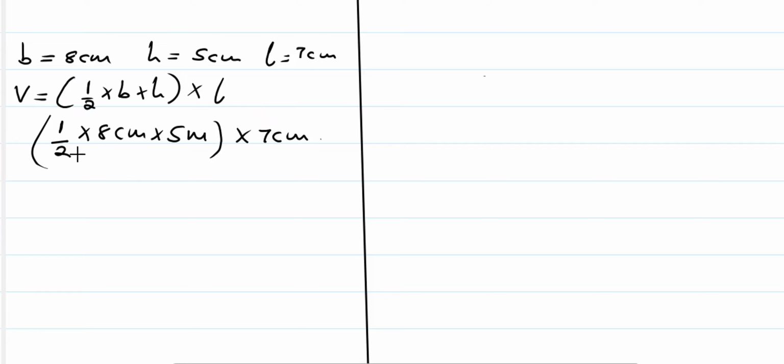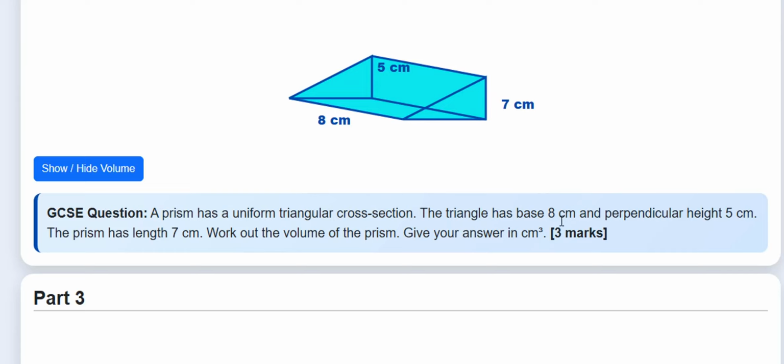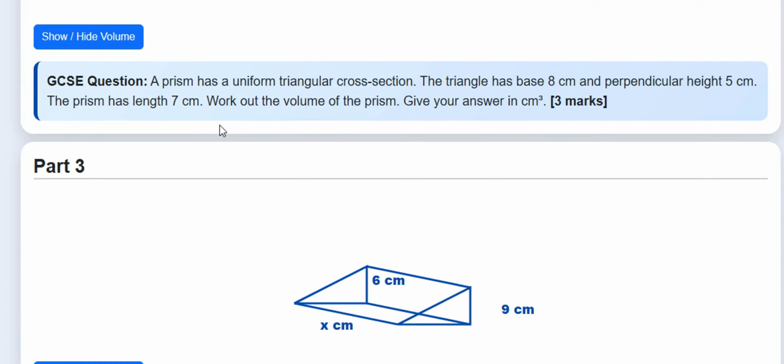So from there, I can divide this 8 by 2, 1, by 2, 4. So 4 multiplied by 5, it will be 20, but we have centimeter and centimeter, so it will be centimeter squared. And then we multiply again by 7 centimeters. So it will be 20 multiplied by 7, which is 140. Then centimeter squared multiplied by centimeter, it will be centimeter cubed, because you are told to give your answer in centimeter cubed. And that becomes the volume of this prism here. So can we continue and try another example?